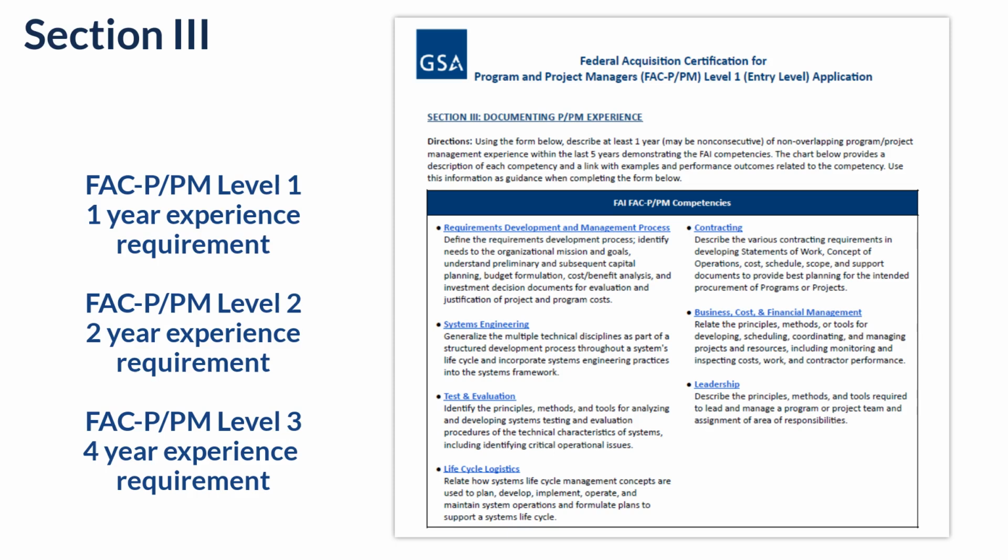Section 3, Documenting PPM experience. The length of experience required for a FAC-P PM Level 1 is 1 year, 2 years for a FAC-P PM Level 2, and 4 years for a FAC-P PM Level 3. This experience does not need to be consecutive. The start and end dates for each project can overlap in time, however, any overlapping experience time will not be counted toward the certification requirements. You will not be credited with the experience time for overlapping projects, however the competency performance outcomes demonstrated will be credited. Another way to think of it is that the time spent on projects cannot be double counted. We will look at what this means on the next slide.